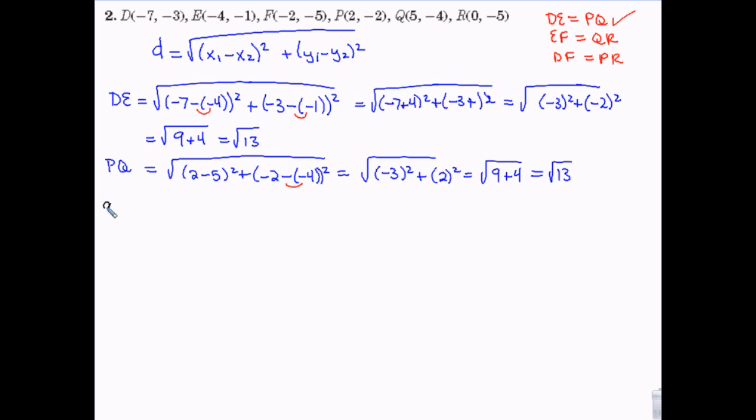Okay, next I'm going to do EF, which is -4 minus -2 plus -1 minus -5. Do you have to write out all these steps? No, if you can do this in your head. For me, I can go, okay, negative 4 plus 2 is negative 2, squared is 4. If you are able to do that, you don't have to write every single step. If you're not able to do that, that's fine too. You can write the steps.